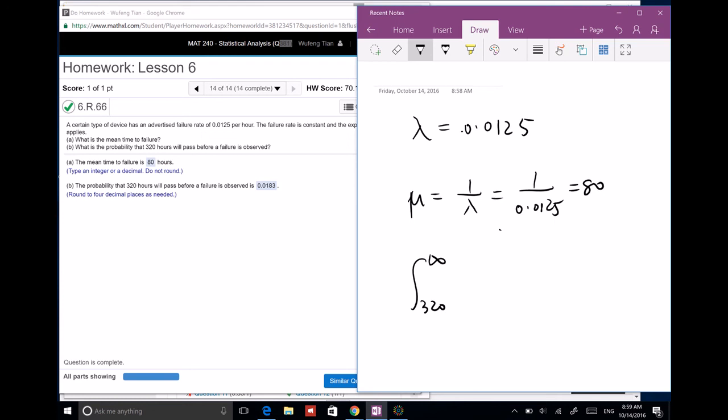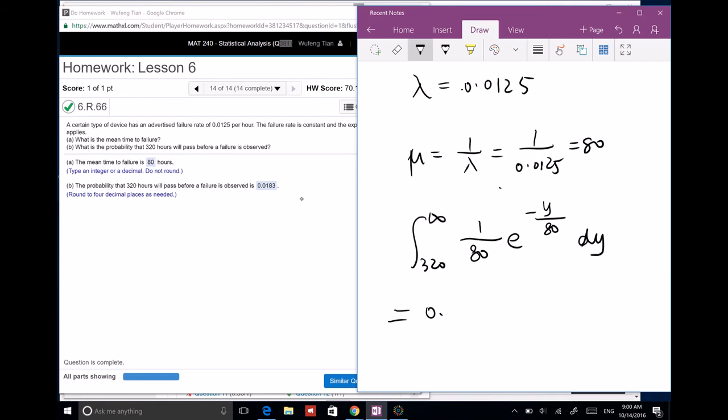So use the exponential distribution. It is 1 over 80 e to negative y over 80 dy. The normal exponential distribution is lambda e to negative lambda x, and lambda is 1 over 80. Then you find the probability of this one is 0.0183. I think this is how you do this one.